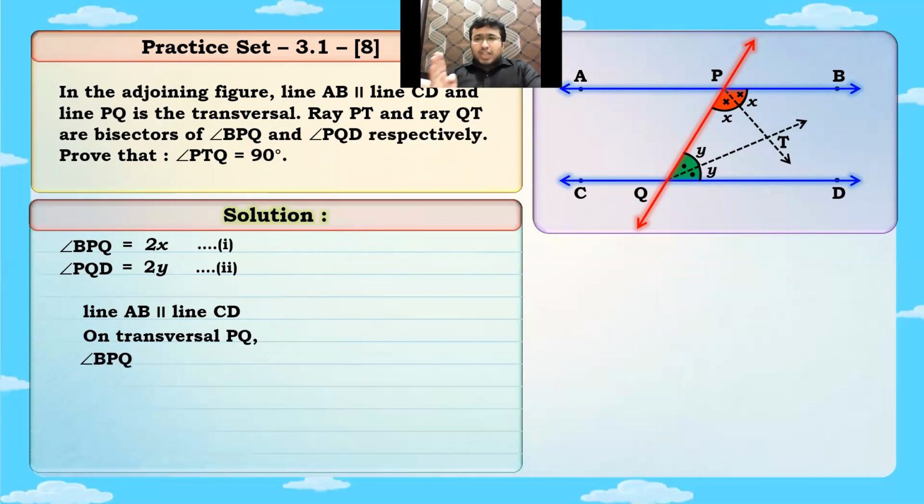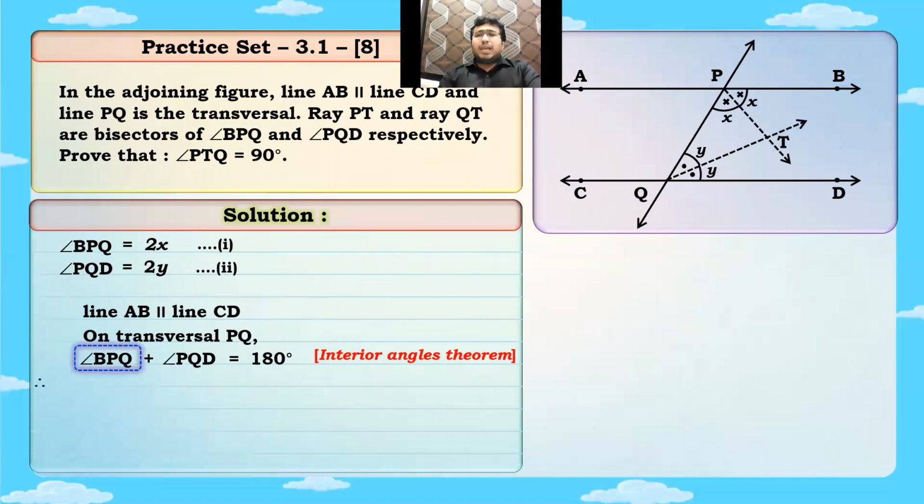So students, measure angle BPQ plus measure angle PQD is equal to 180 degree. Reason will be interior angles theorem. Okay. We know students, whenever lines are parallel, interior angles are supplementary.